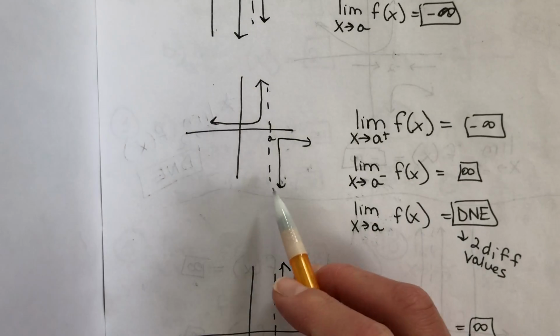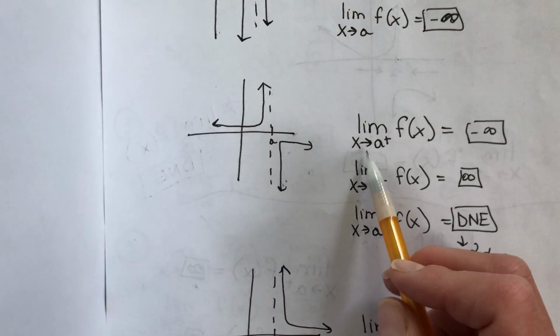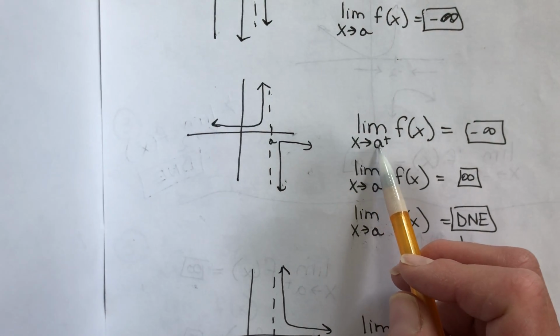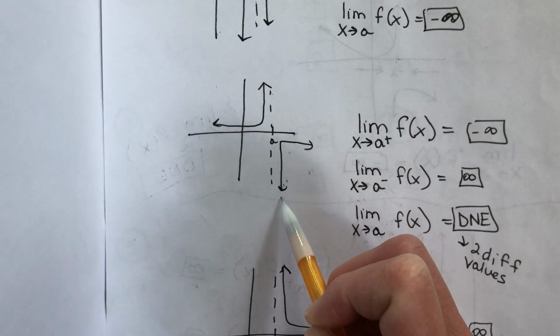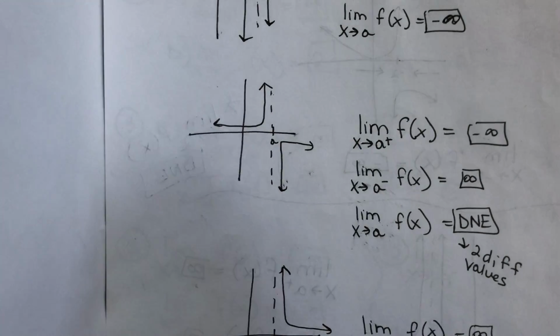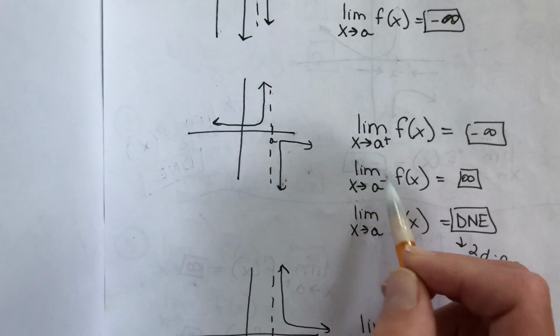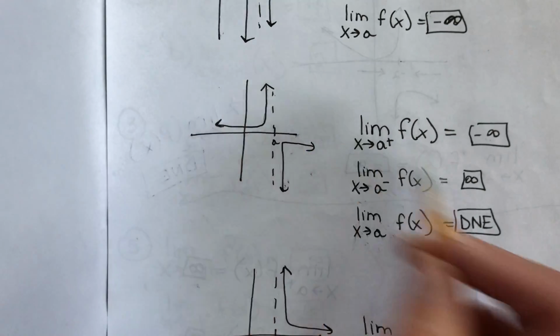And maybe I'll throw in one more for good measure here. Let's do this middle one. There's just a function I have drawn. Here's an a value. If I approach the a value from the right, the graph is going down forever, I would say -infinity is that limit. If I approach the a value from the left, coming this way, I'm following this track, it's going up forever, infinity.